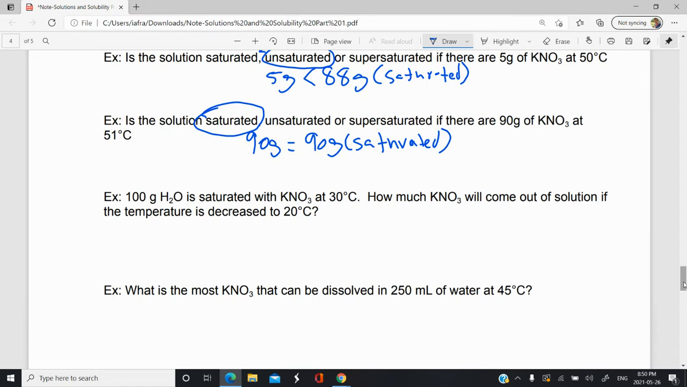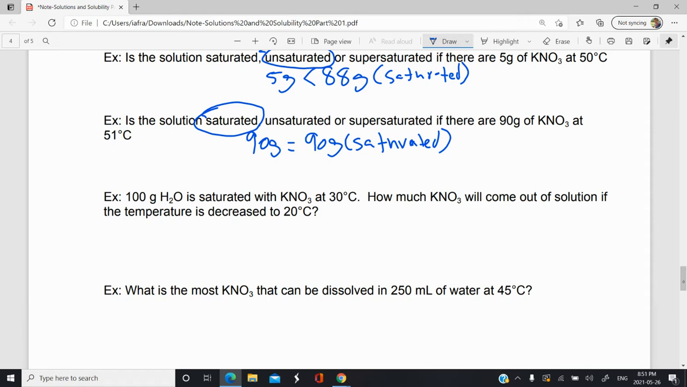Now let's take a look at our next example here. So here we might need to use proportions. 100 grams of water is saturated with KNO3 at 30 degrees Celsius. How much KNO3 will come out of the solution if the temperature is decreased to 20 degrees Celsius? Okay, that's an interesting one here.